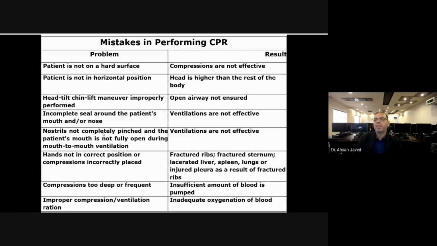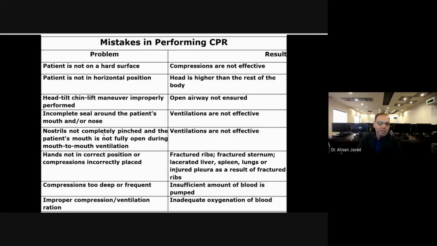Mistakes in performing the CPR. There are certain mistakes which can be there in performing the CPR. Patient is not on a hard surface. Patient is lying on a mattress. The chest compression cannot be effective. Patient is not in the horizontal position. The head side is raised. What will occur? Even if you are compressing, the blood will not go to the brain, as the head is higher than the rest of the body.